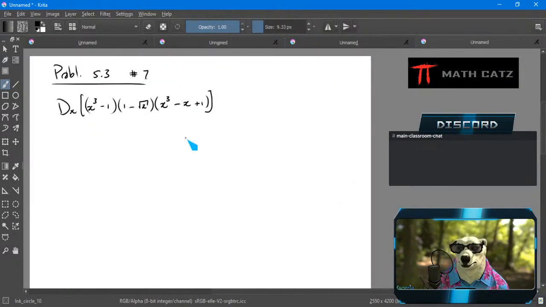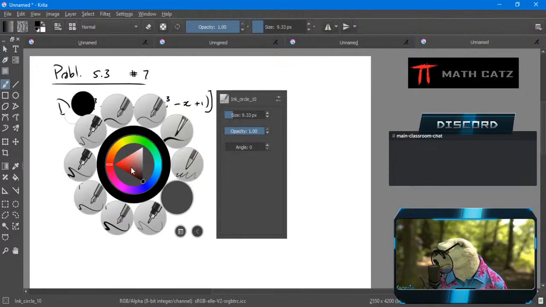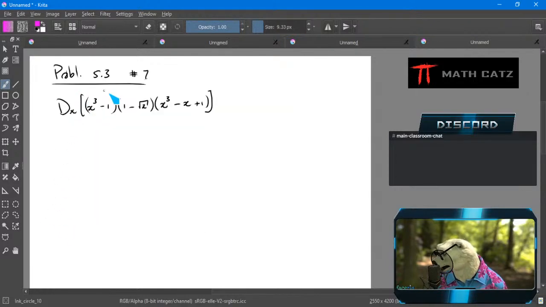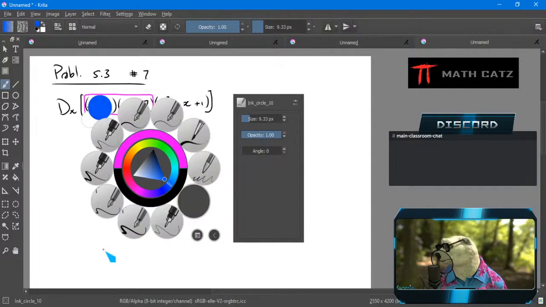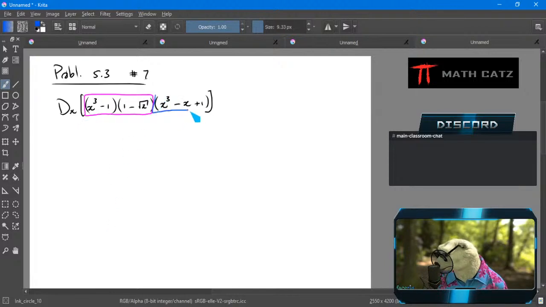What do I do? All I need to do is group 2 of them together. Come on. It doesn't really matter which 2. Let's maybe take these 2. That'll be my first function. And that'll be my second function. The product rule only works for 2.